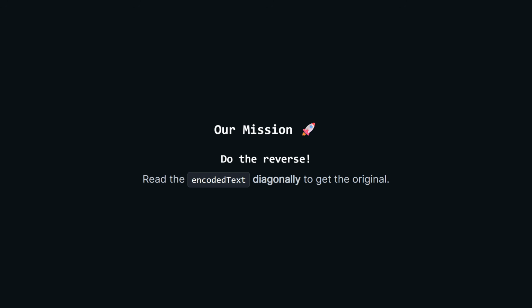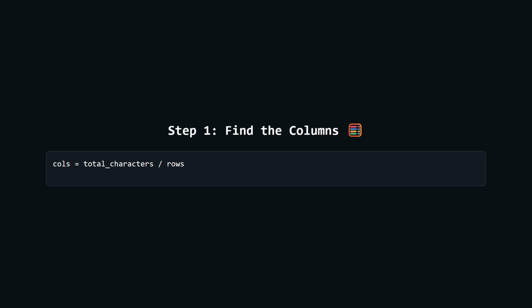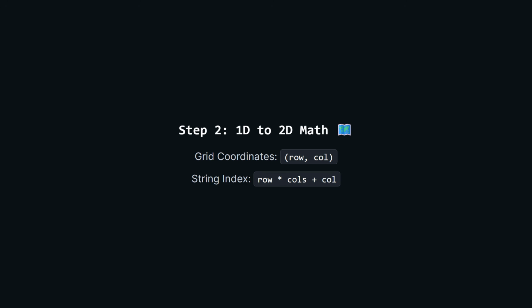We take the encoded string, imagine it as that grid again, and read the characters diagonally to recover the original message. The first thing we need to know is the width of our grid. Since we know the total number of characters in our string, and we know how many rows there are, we can just divide the total length by the number of rows to find the exact number of columns. Even though we are picturing a grid, our encoded text is just a single, flat string of characters. To find a specific cell from our imaginary grid in this single string, we multiply its row number by the total columns, and add its column number.